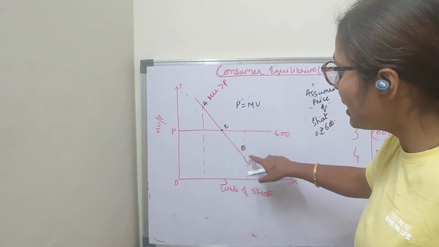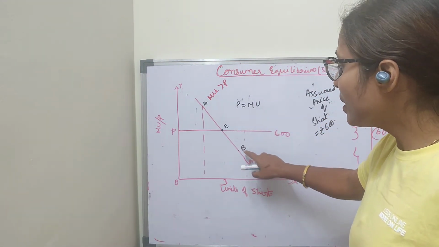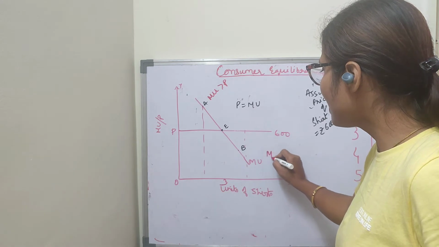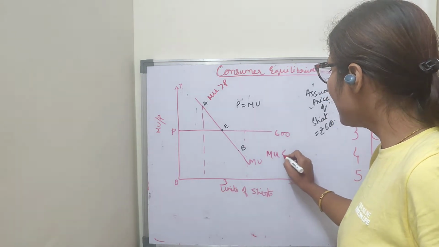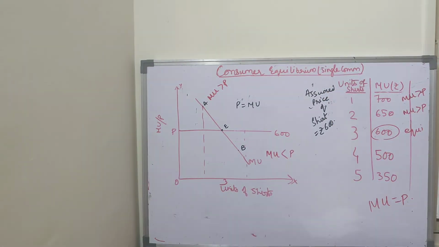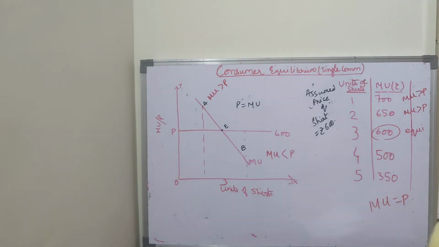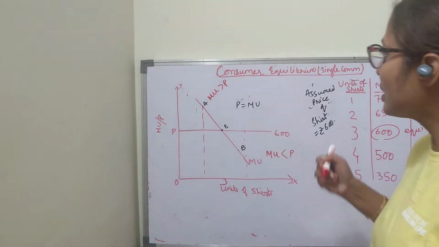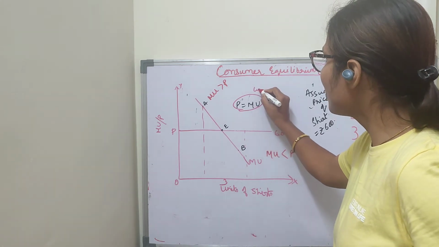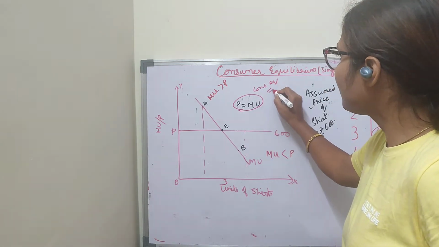Now below point E, say point B, consumer is getting lesser satisfaction, that is, marginal utility is less than the price. Here the consumer will not like to purchase the fourth shirt because the marginal utility is 500, which is less than the price of the shirt, that is 600. Thus point E is the equilibrium point where MU is equal to P. This is the consumer equilibrium point.